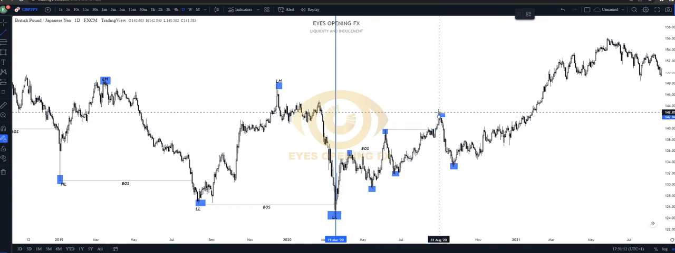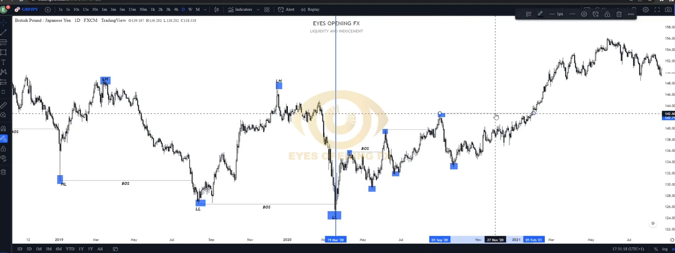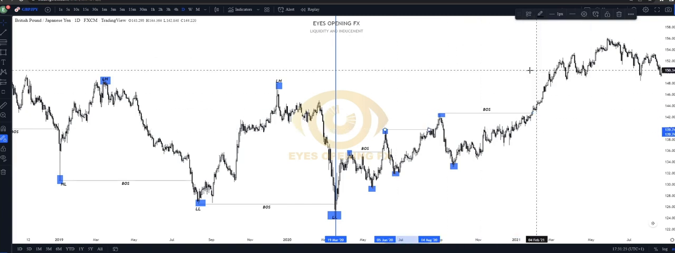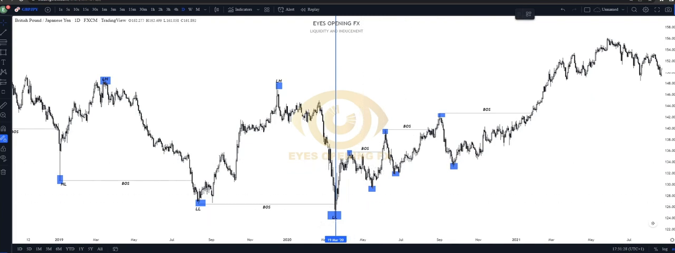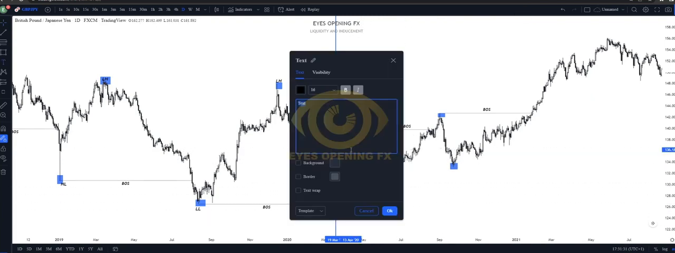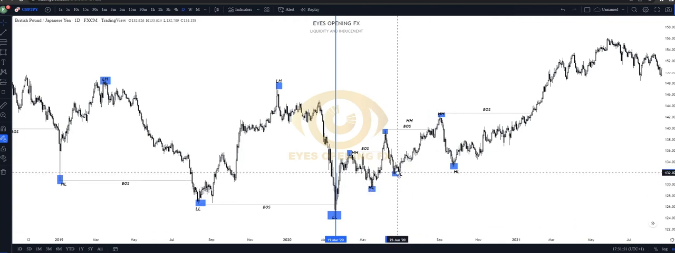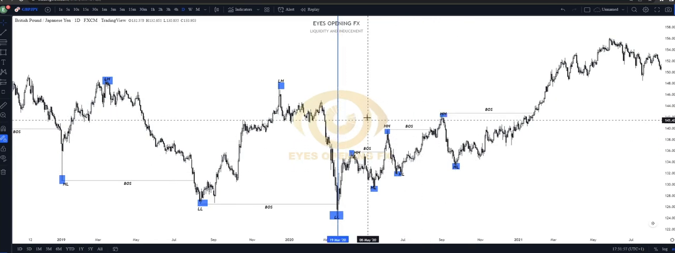The same thing here, a break of structure to the upside. So this is break of structure. This will now become a higher high, higher low, higher high, higher low, higher high, and a higher low before the market formed this recent higher high. So this is our higher low here. Let's place them where they belong. This is a simple structure that you have to understand.